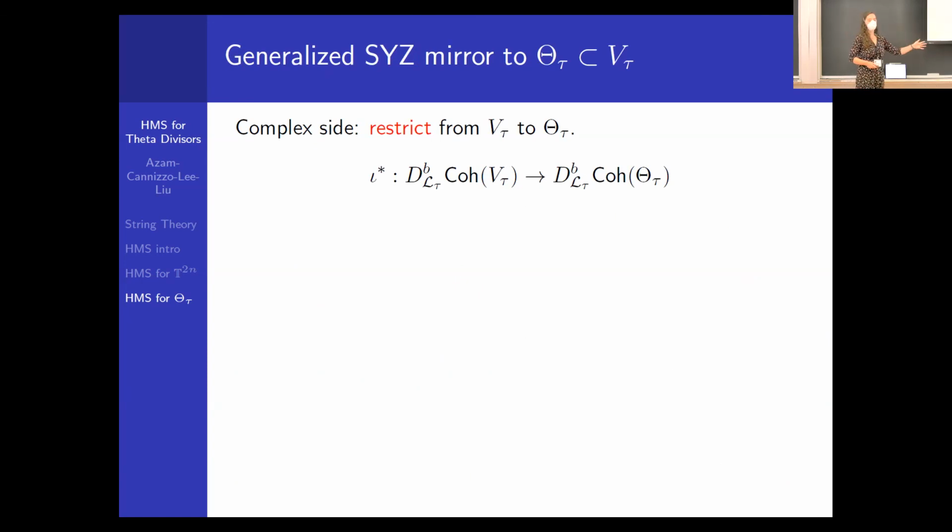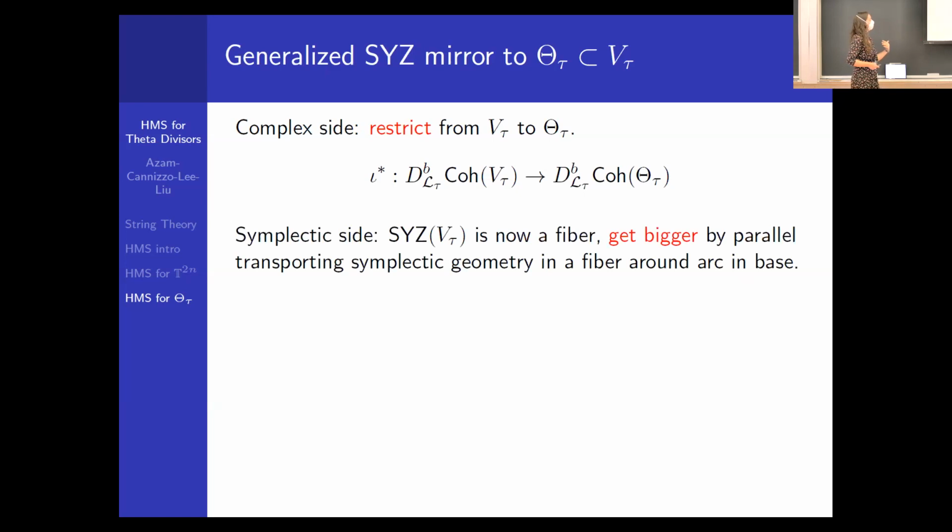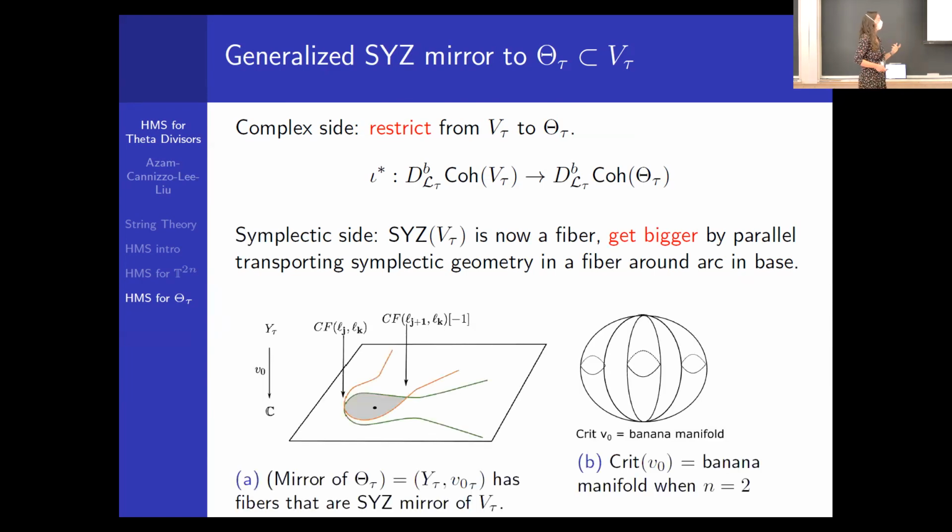You get smaller on the complex side, so you restrict line bundles to the genus 2 curve. And you get larger on the symplectic side. So this 4 torus is now a fiber. So you have a complex plane worth of the 4 torus. So you have Lagrangians in the fiber, which you parallel transport around the base. So that's the picture on the left. There's one singular fiber whose critical locus in dimension 2 is this banana manifold, so 3 bananas glued at the north and south pole. So that kind of looks like a genus 2 curve. It's kind of believable that that would be near to a genus 2 curve.